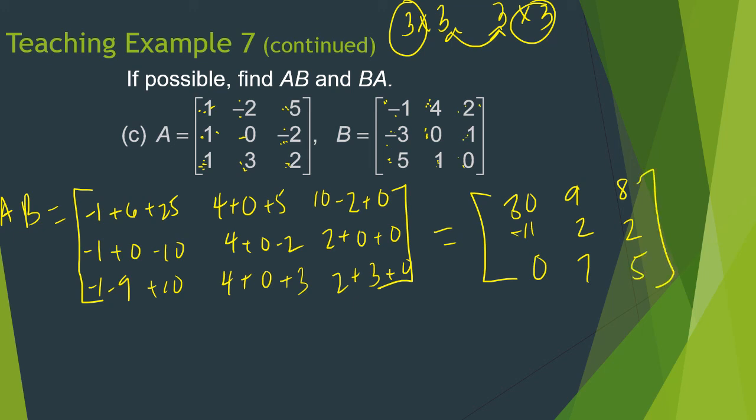So there's my product matrix. Okay, now to find B times A. So again, I'm going to produce another 3 by 3, but this time I'm going this row times this column. Okay, so let me erase my dots. I have the same dots.